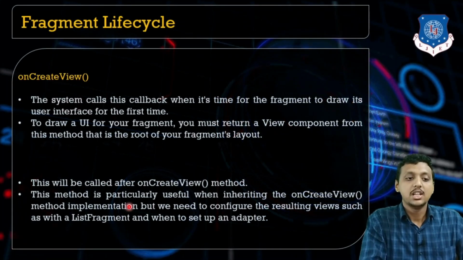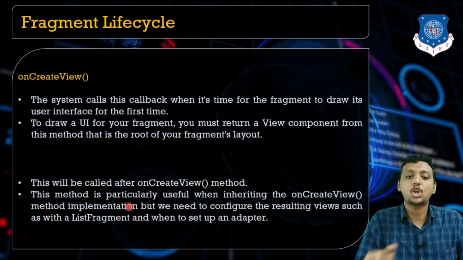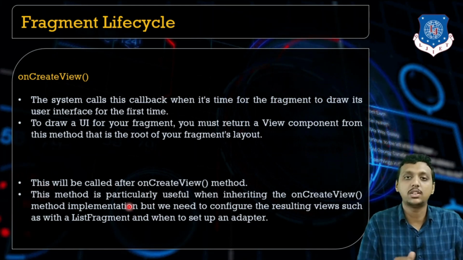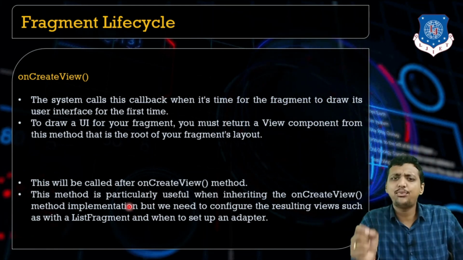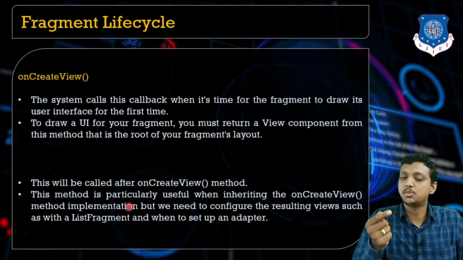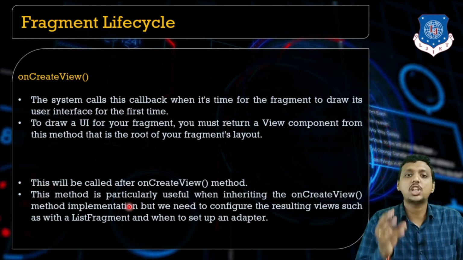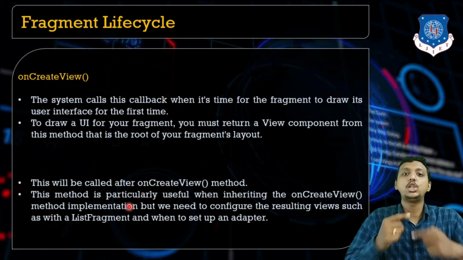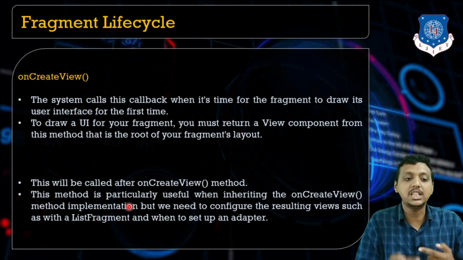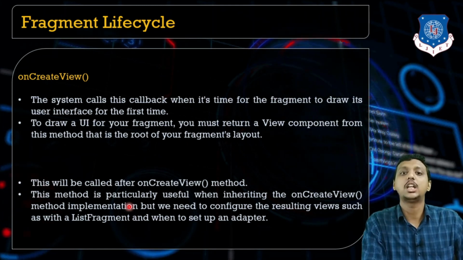The next method is onCreateView. After that, the system calls the callback method, and it's time for the fragment to draw its user interface for the very first time. As I told you, the fragment contains various views like image, button, text view, plain text, and password. Each and every one of these view components starts being created. So the fragment starts initializing the view components in it and starts to draw the UI for you. That method is known as onCreateView.